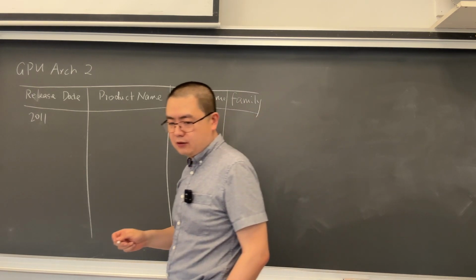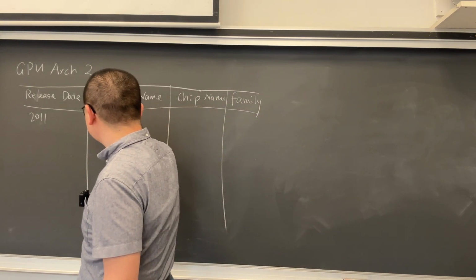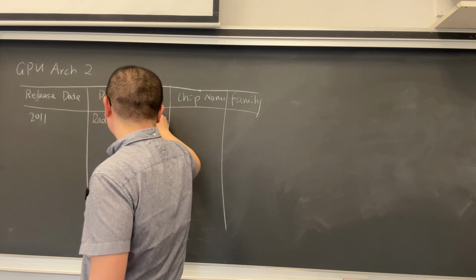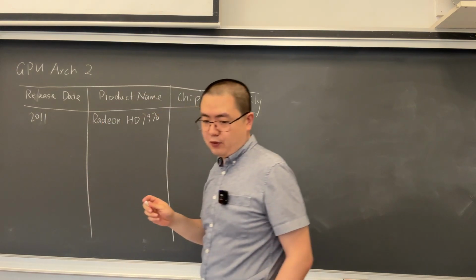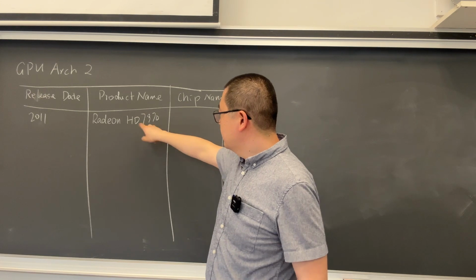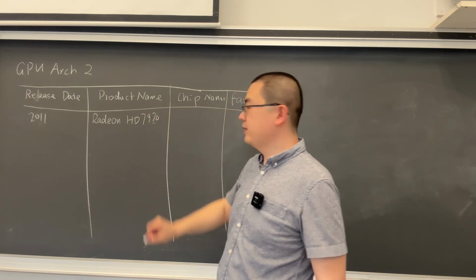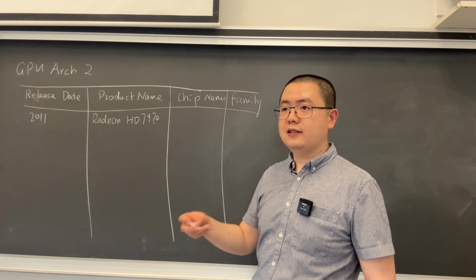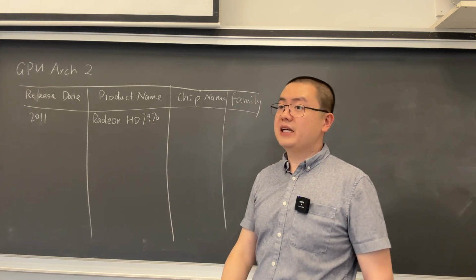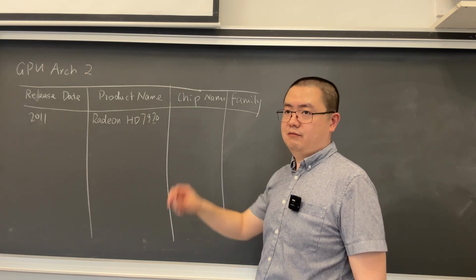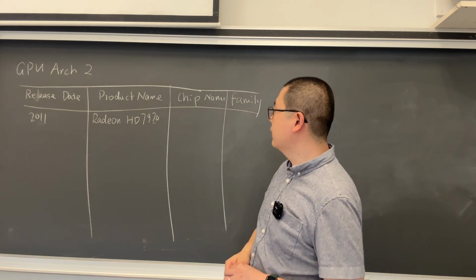They published one called Radeon HD 7970. This name is not important, but from the number, 7970, 7980, 7990, you can tell where it sits. 70 is a mid range, 80 is already high end, and 90 is probably the best in the product line.